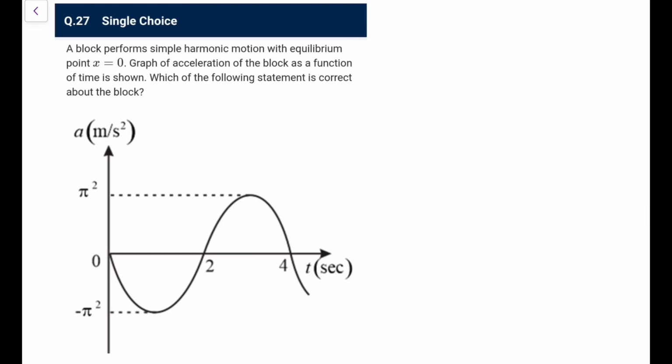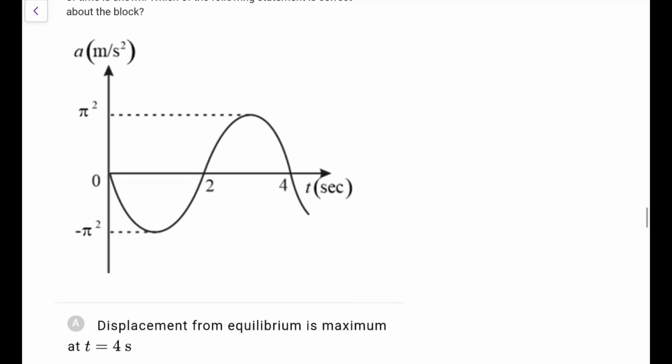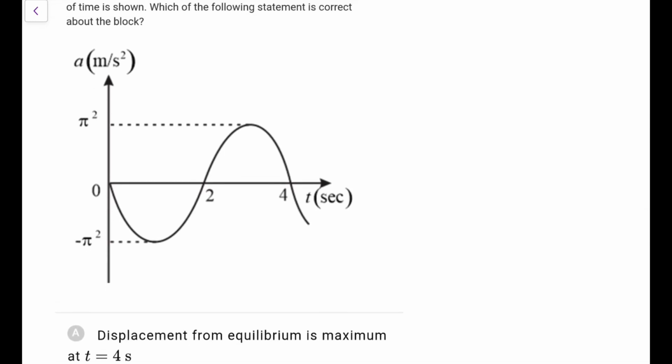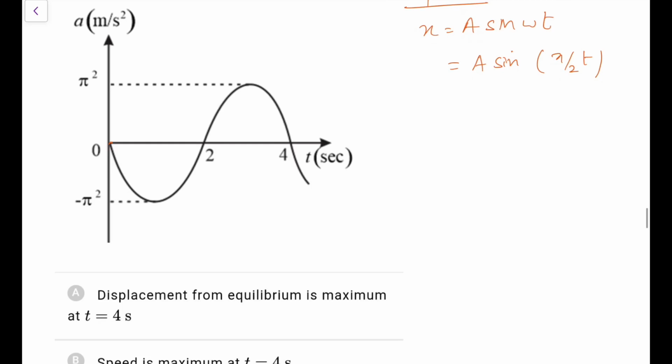Next, a block performs SHM with equilibrium at x equal to 0. Graph of acceleration versus time is given. Which of the following is correct? So acceleration is 0, that means initially it starts from the mean position. Acceleration is negative, that means it goes towards the positive direction. So phi is 0 for sure. So x would be of this form. I can directly say A sin omega t, and omega I can make out is 2 pi by 4, that is pi by 2, into t. This is the sort of thing we'll get.